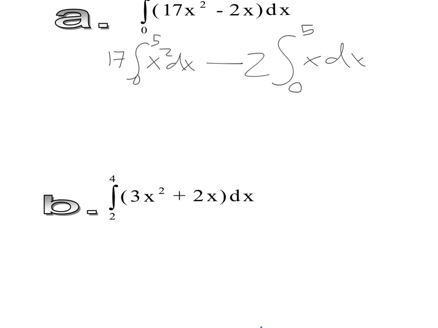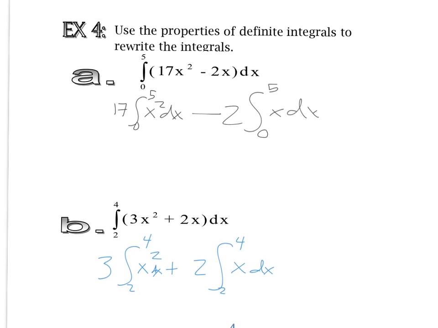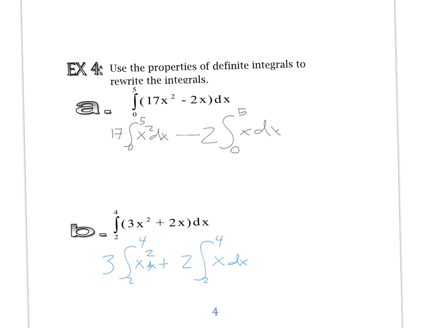Okay, why don't you try part B here on your own to rewrite that one. So you could rewrite that as 2 integrals and take out those constants. Give it a shot, pause the video, and then check back when you're ready. Okay, so we could separate out as 3 times the integral from 2 to 4 of x squared dx, plus 2 times the integral from 2 to 4 of x dx. Again, we're not evaluating. All we're doing is rewriting. Okay, that's a pretty simple video. I'll see you guys on the next one.